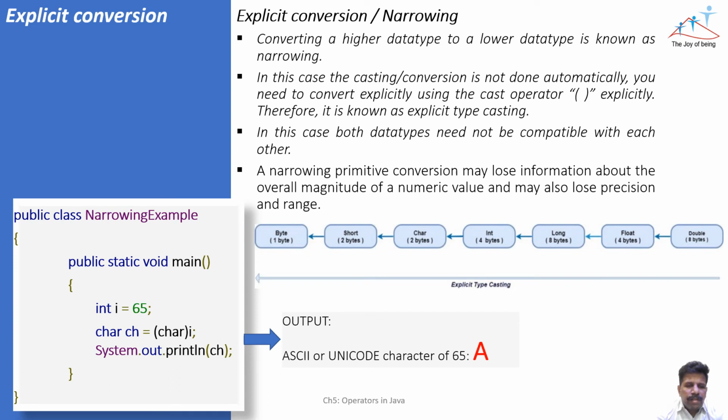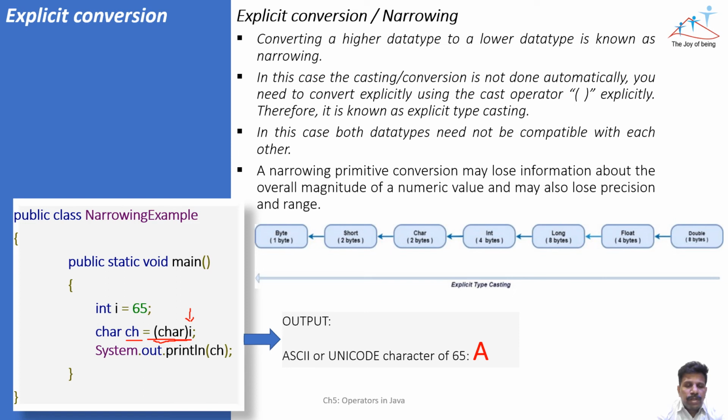So here we are converting int to a character, that is, integer data type to a character data type. int i is equal to 65. Now in this particular example, this is the cast operator. Here what we are doing is char ch is equal to char in parentheses and i. Here i is an integer, so we are instructing the compiler to convert the value of i, an integer, into a character and assign that character to the LHS variable ch.